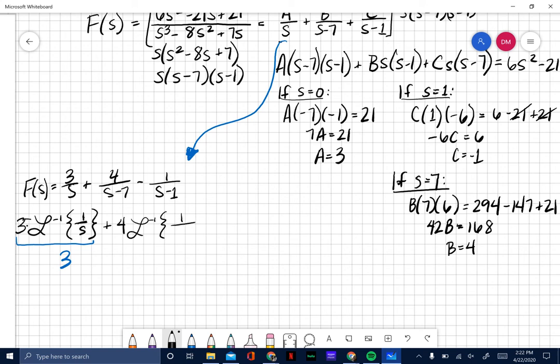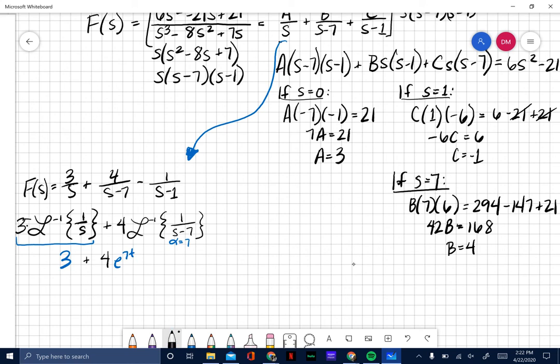Okay. We could also pull the 4 to the front here if we want and take the inverse Laplace of just 1 over s minus 7. This right here is that s minus alpha. So it looks like alpha is equal to 7. And if I perform my inverse Laplace and multiply it by 4, it looks like I'm getting 4 times e to the 7t.